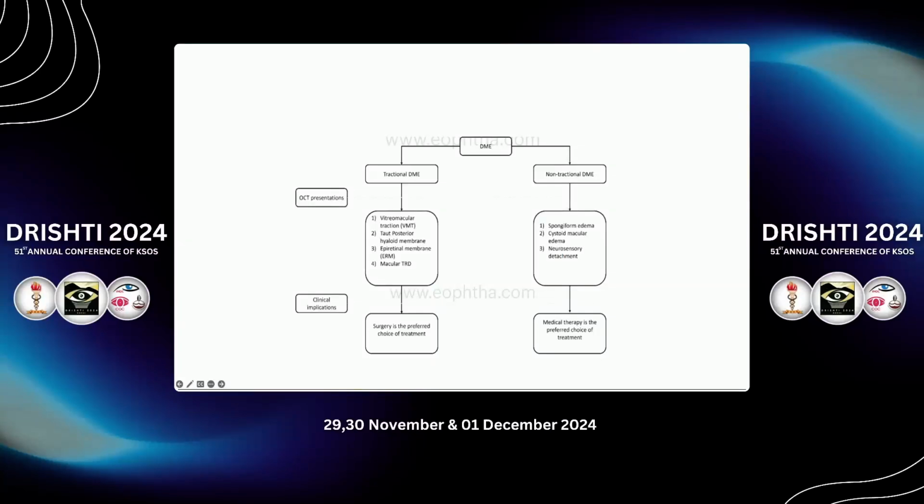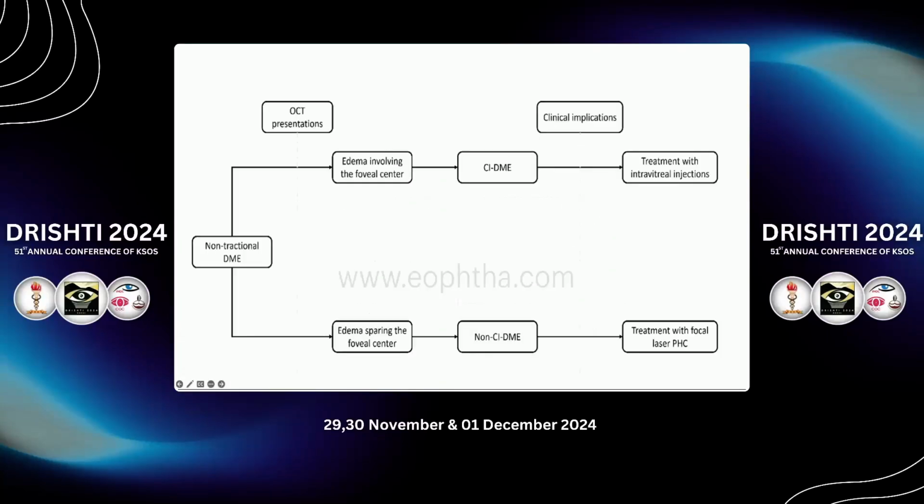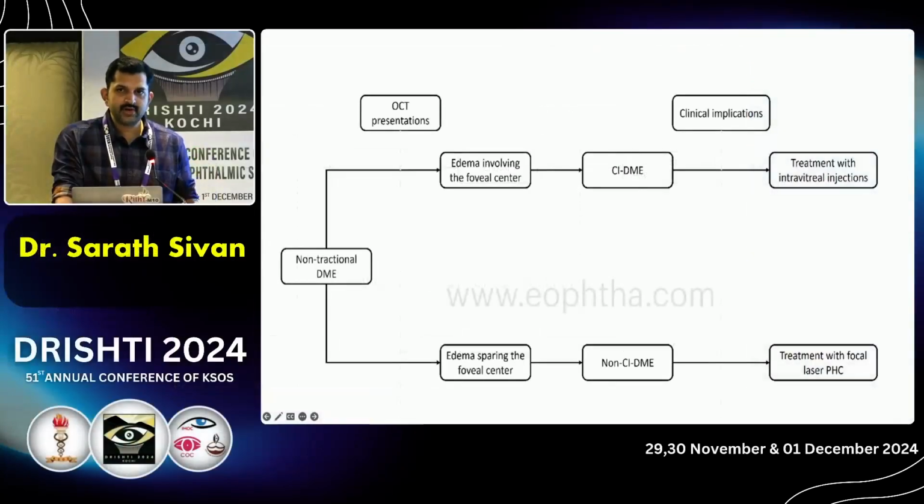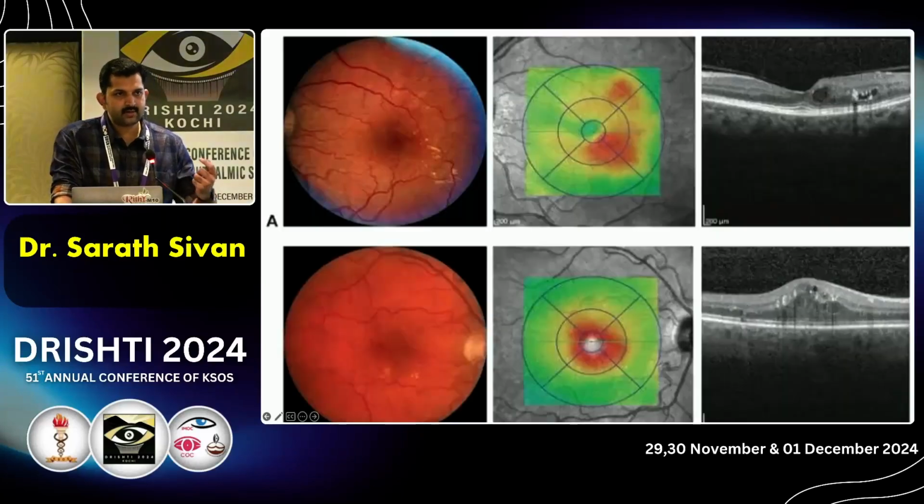First thing, when you see a DME, see whether it is a tractional DME or a non-tractional DME. In tractional DME, surgery becomes the mainstay of the treatment. In a non-tractional DME, look whether it is a center involving DME or a non-center involving DME. Center involving DME is defined as any retinal thickening in the center 1 millimeter subfoveal zone. In center involving DME, anti-VEGF injection stays the mainstay of treatment. If it is a non-center involving DME, you can either observe the patient or do a focal laser.